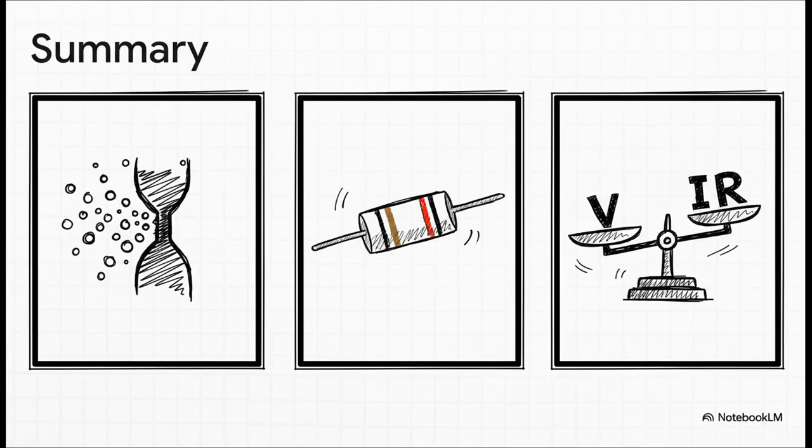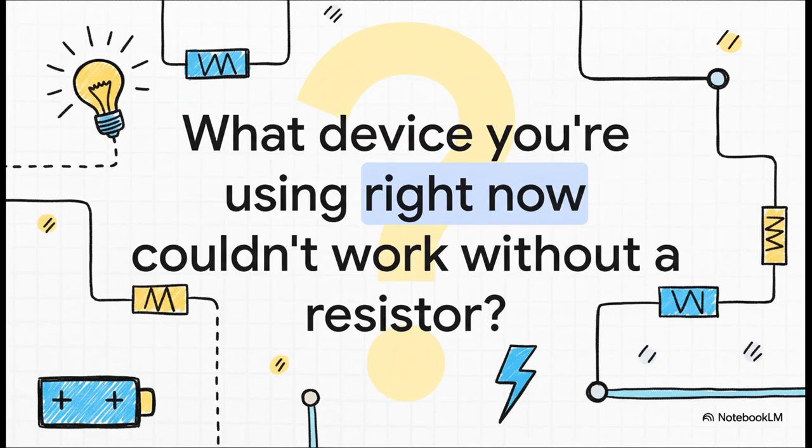So, to recap, resistance is the opposition, resistors are the components created to provide it, and Ohm's law is the rulebook. So, think about the device you're on right now. It absolutely couldn't work without them.